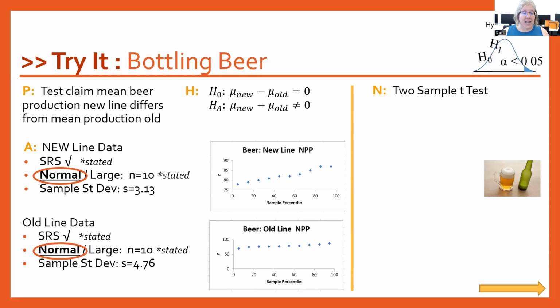And then for the old line, the random sample was stated again, and normal was stated as well. This NPP looks a lot better. I would use that without reservation. And then our sample standard deviation is s equal to 4.76. So since we have two distinct groups or two independent groups, this is going to be a two-sample t-test. And then to get our test statistic and p-value, we're going to switch over to Excel. So give me a second and I'll see you over there.